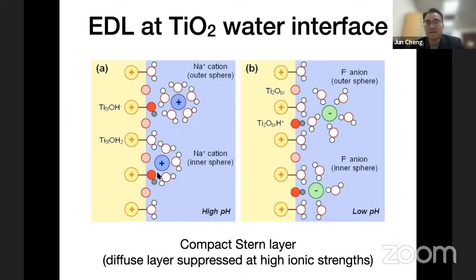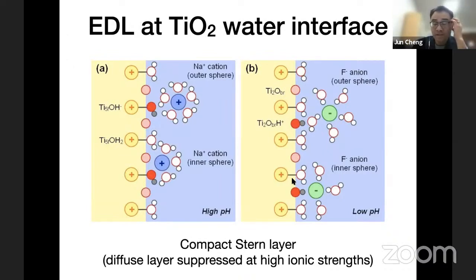directly coordinated with the surface OH group, sort of forming an inner sphere complex. And at acidic conditions, low pH, the bridging oxygen can get protonated. So you have a positive charge, then they will attract the anion. Okay, in this case, the fluoride. You can also have an outer sphere complex with a full solvation shell and also an inner sphere complex by partially desolvating the anion.